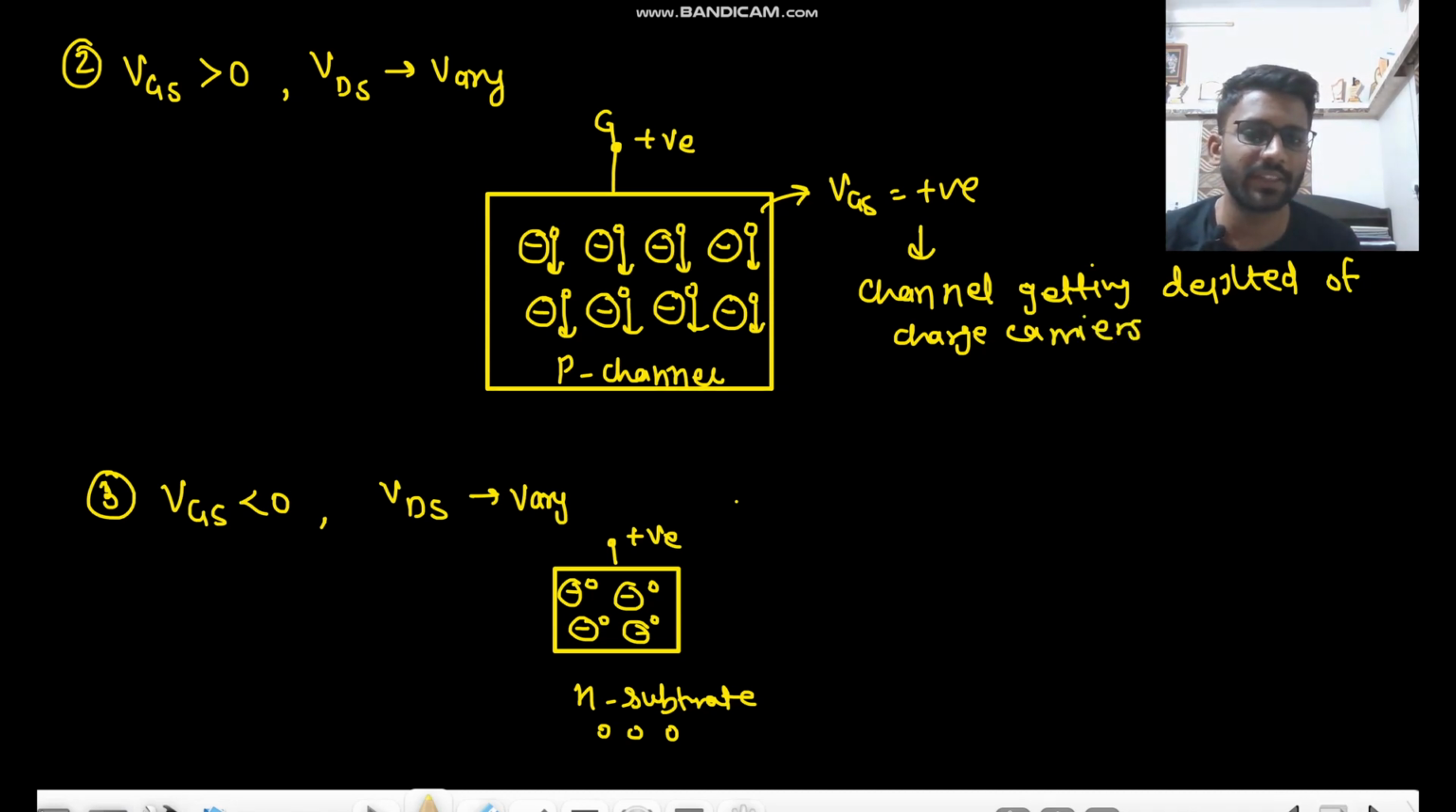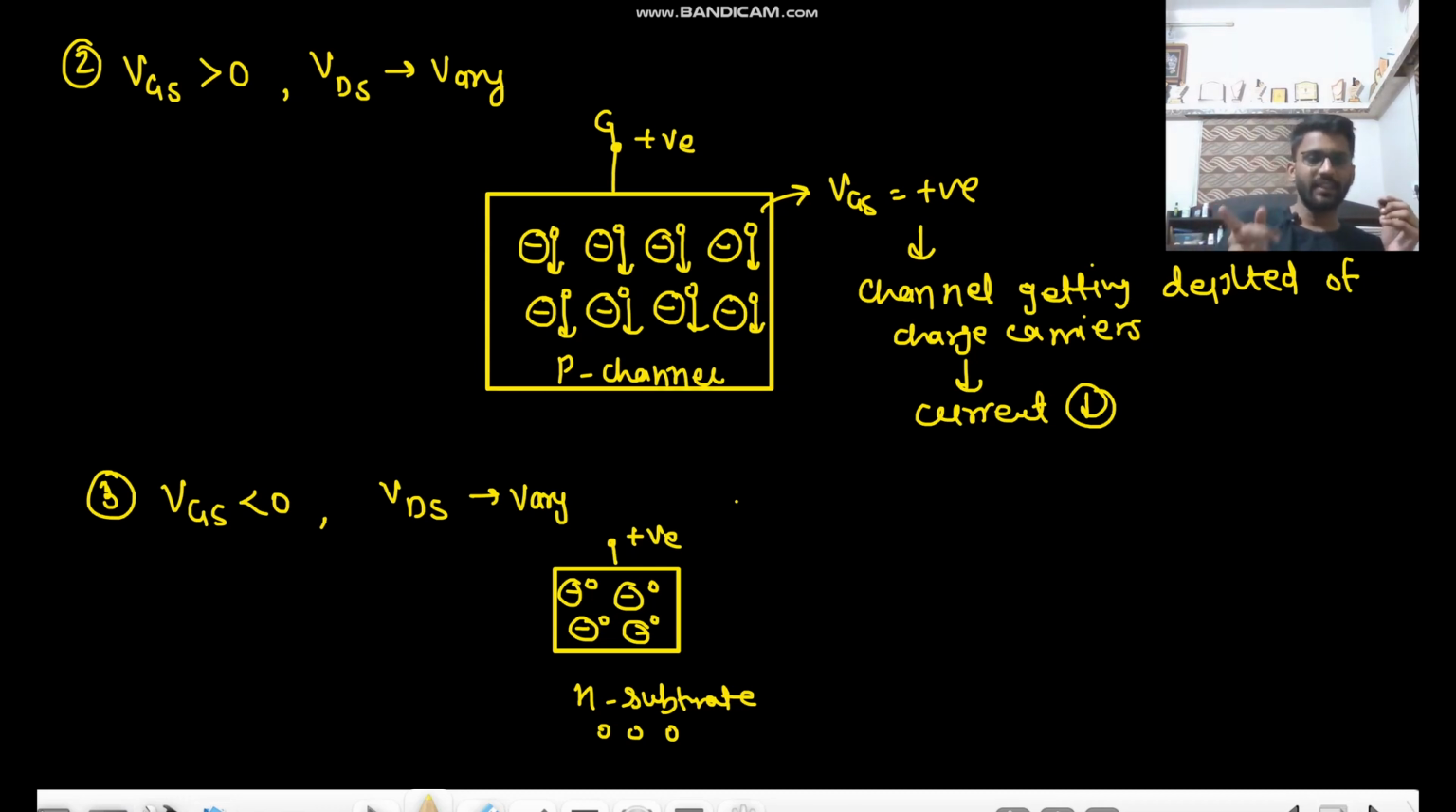The channel is getting depleted of charge carriers, so the current decreases. In case of an n-channel depletion type MOSFET, if we were applying positive voltage, the electrons were getting attracted, so the charge carriers were increased in the channel. Now the channel is getting depleted of charge carriers because of the positive voltage, because this time we have a P channel, so the current decreases.